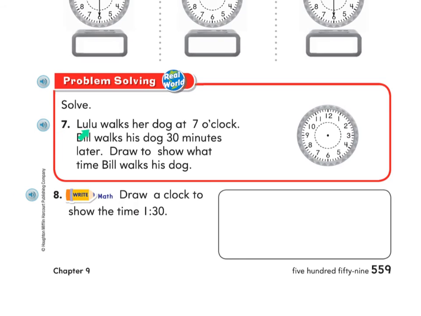Number 7 says Lulu walks her dog at 7 o'clock. Bill walks his dog 30 minutes later. Draw to show what time Bill walks his dog. So over here, you're going to draw the time that Bill walks his dog. Remember, when you're drawing your hour hand, it's going to go from the middle to this dotted line. Your hour hand is going to go from the middle to the dotted line, and then your minute hand is going to go past this dotted line. Okay?